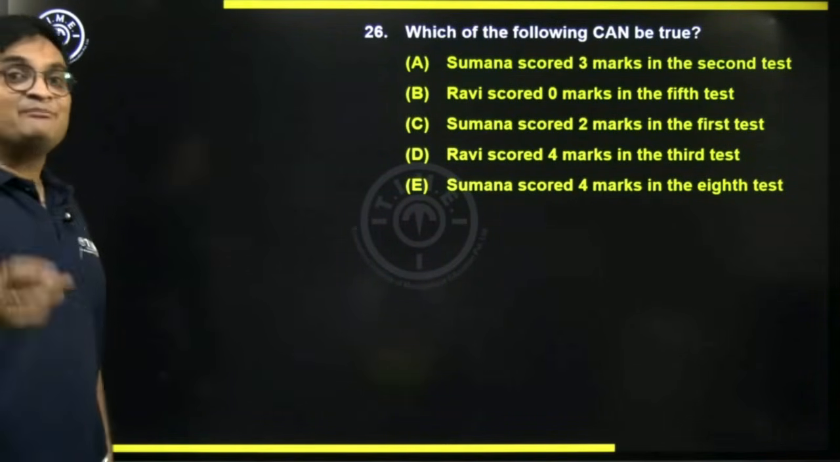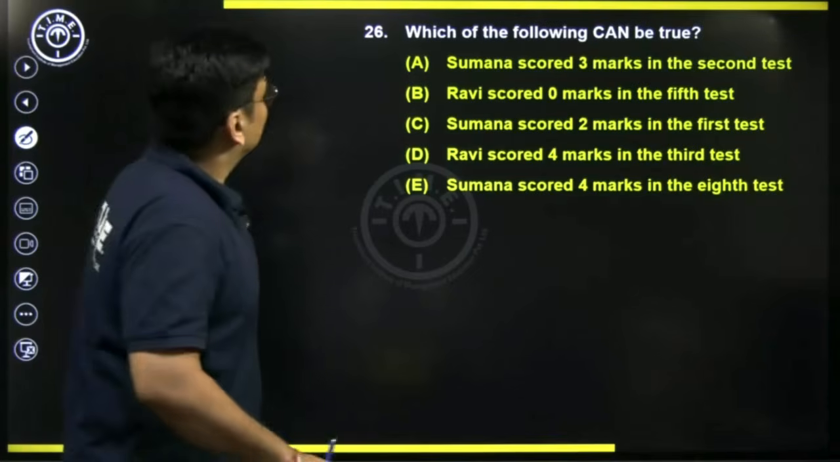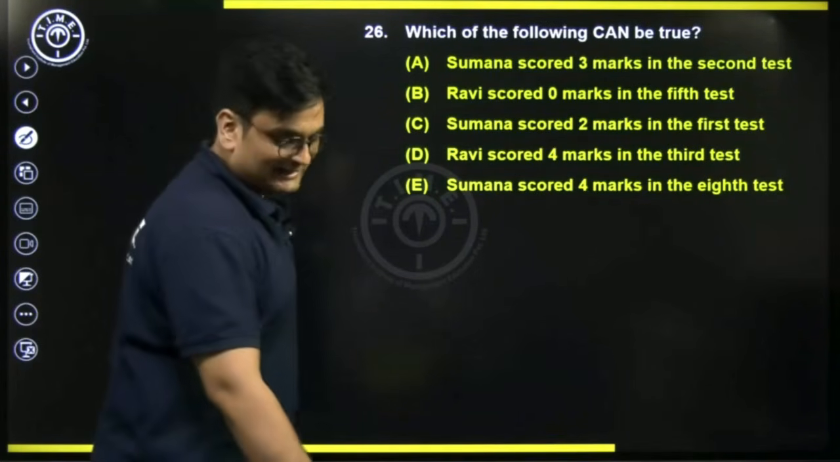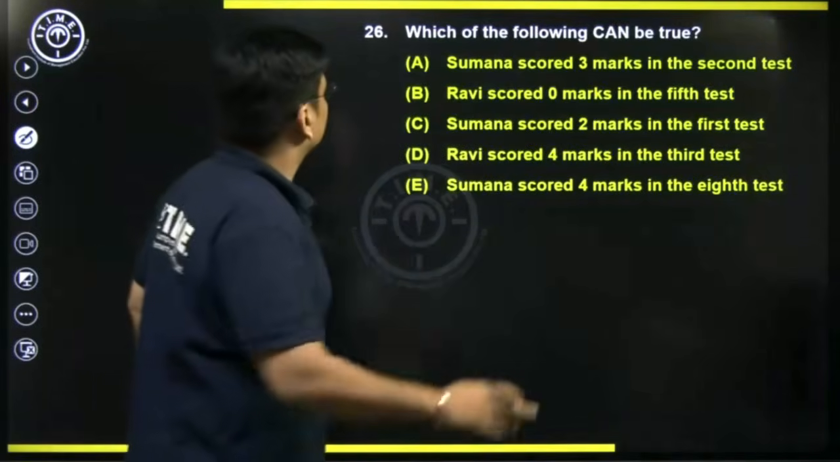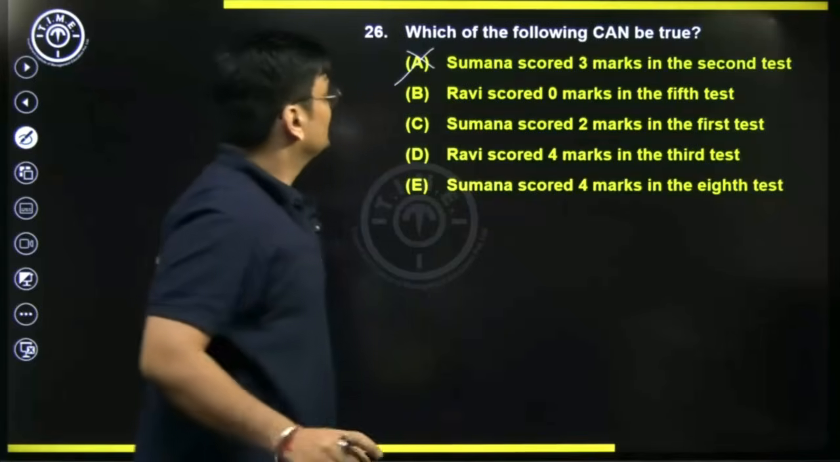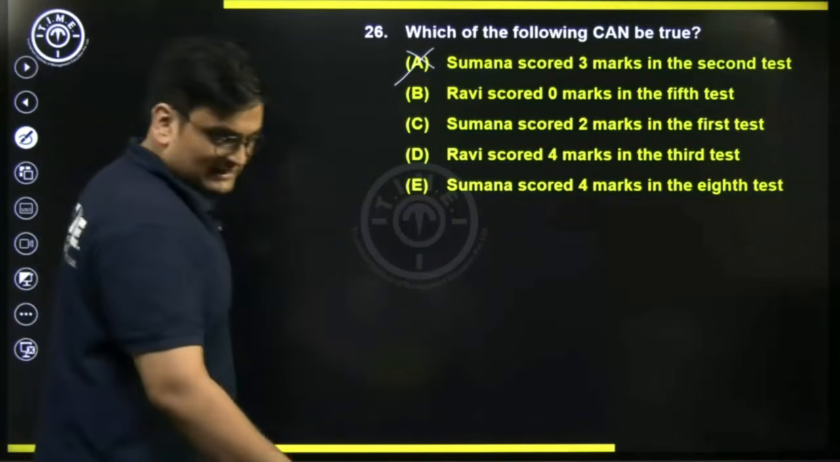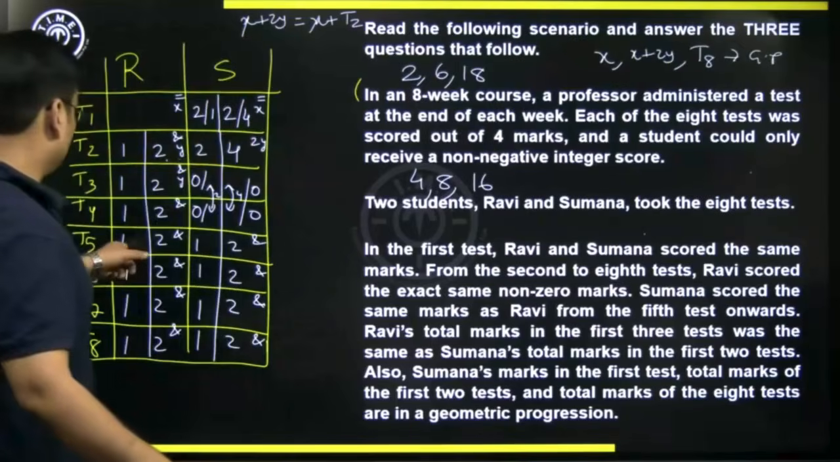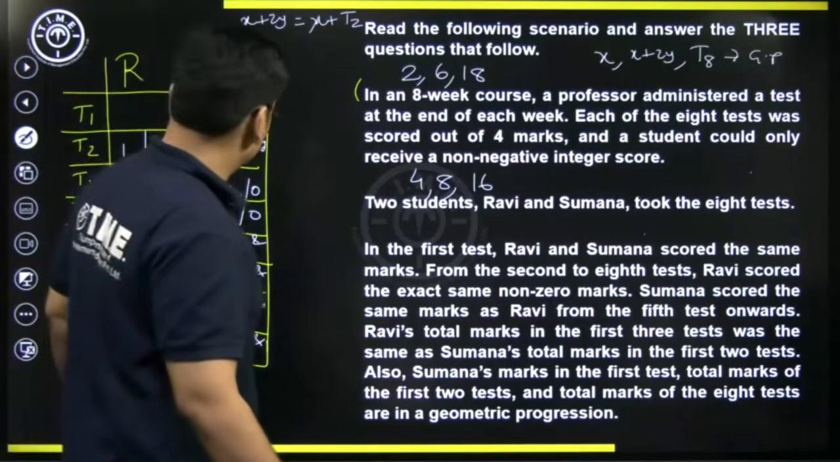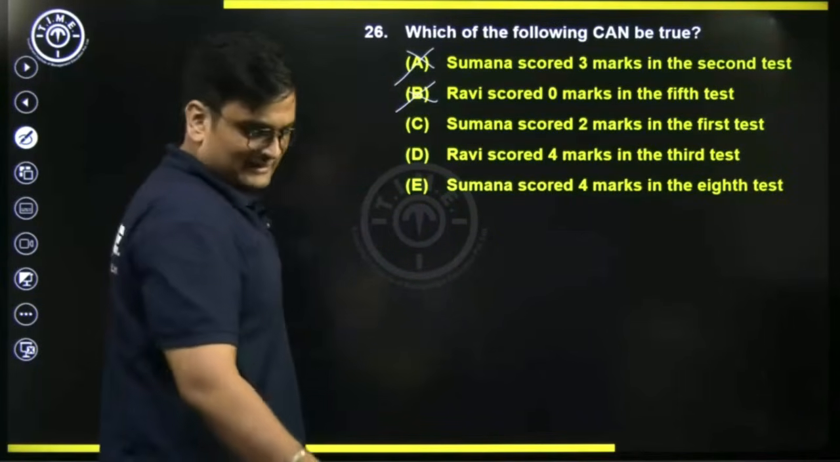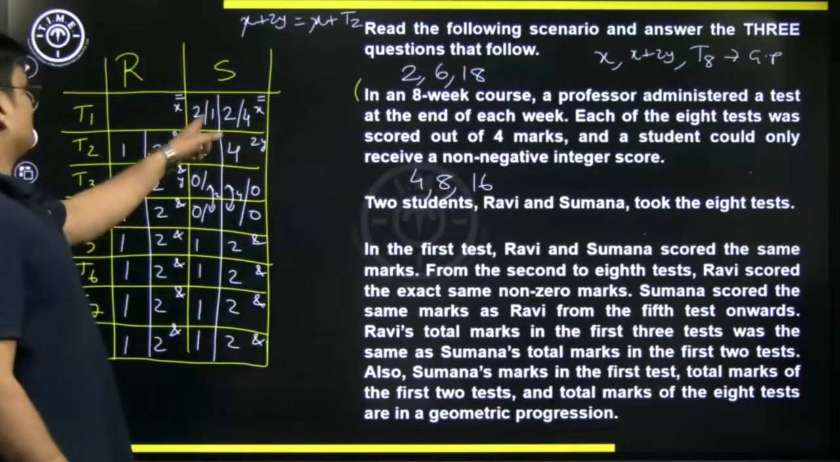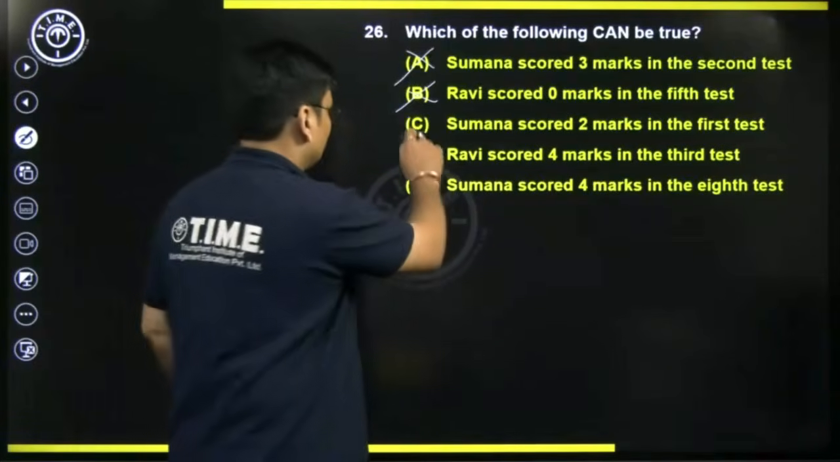Which of the following can be true, possibly, right? Sumana scored 3 marks in the second test. Impossible, right? It is 2 or 4. It is impossible, it can never be true. Ravi scored 0 in the 5th test. No, it will be 1 or 2. No, it cannot be 0. Sumana scored 2 marks in the first test. Yeah, that is possible. This can be true and hence my answer.